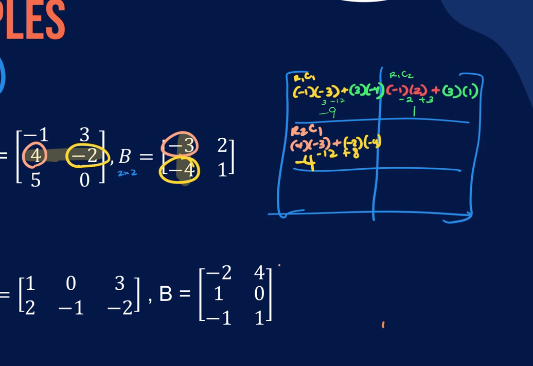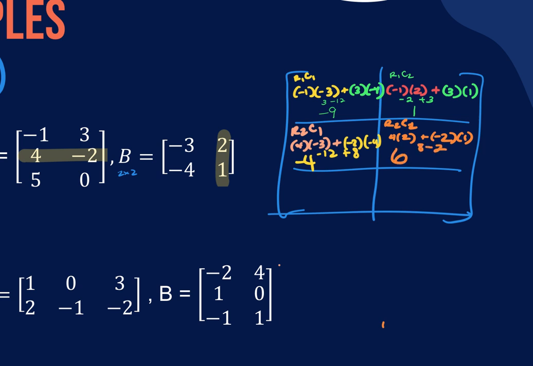Then I go to the next one, and that cell would be called? Row 2, column 2. So row 2 in the first one, column 2 in the second one, and I do 4 times 2 plus -2 times 1. And I get 8 minus 2, which is 6.